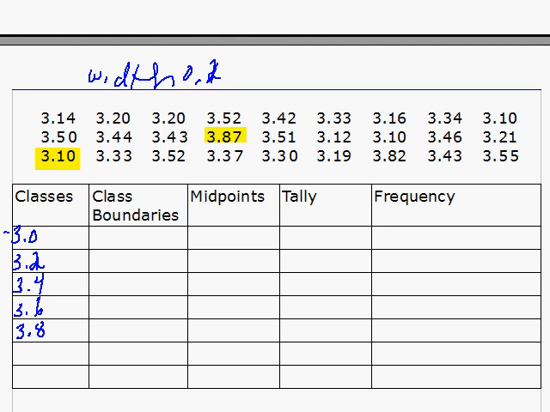If I did the 3.1, I'd end up with a 3.09 for the last, so it's just too confusing. And you want it to be round. This is the thing you're going to graph. You need to be able to see these visually. Okay, so you see the width here is 0.2.